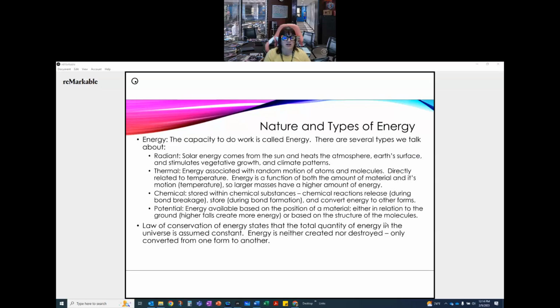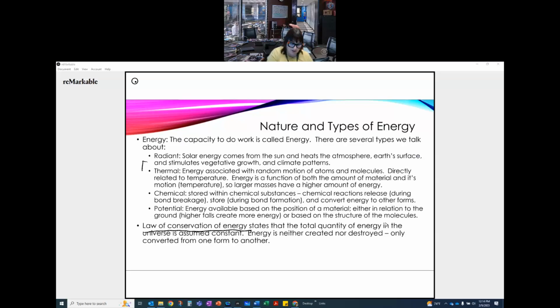The law of conservation of energy states that the total quantity of energy in the universe is assumed to be constant. Energy is neither created nor destroyed, only converted from one form to another, and that includes nuclear energy, okay? So we can't make it. We can just convert it, okay? What we talk about in chemistry is converting through those chemical bonds. All right, so it's important that we understand the law of conservation of energy. So there's that.